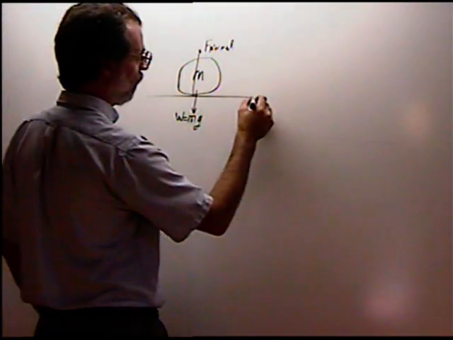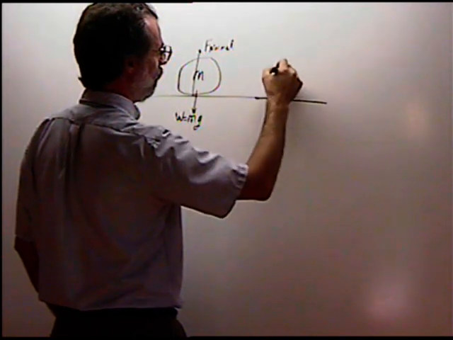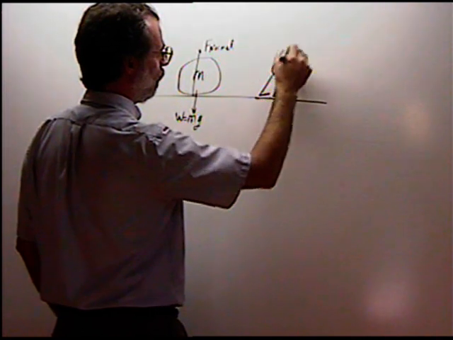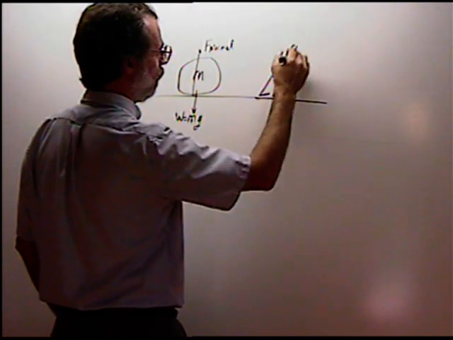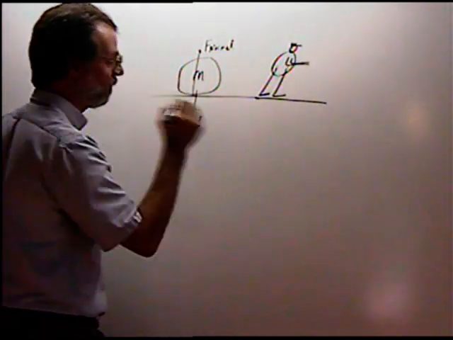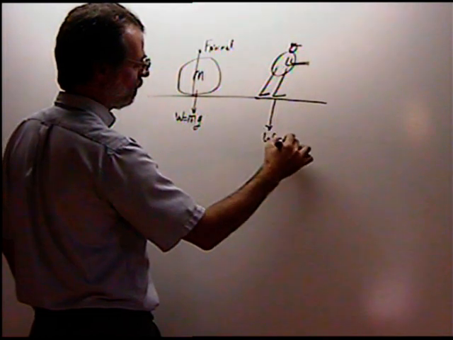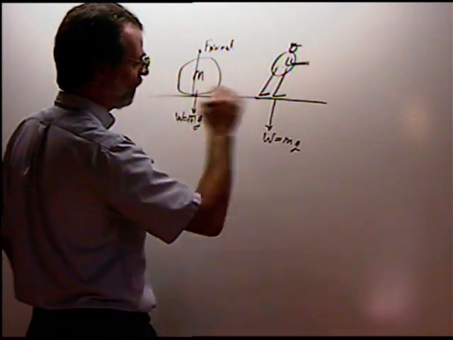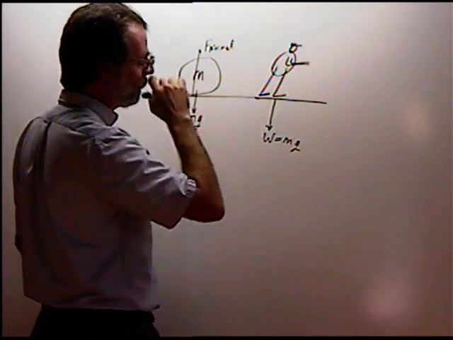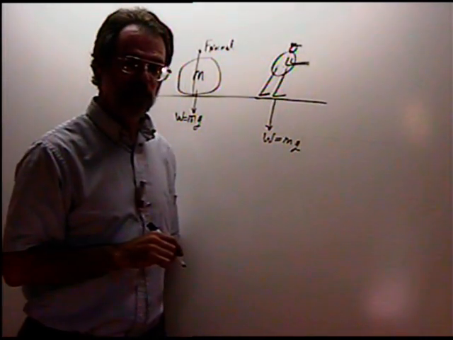Think of a person walking. Here's a person walking. His weight acts down. He wants to move forward. So in order to move forward, what do you have to do? You have to lean forward.